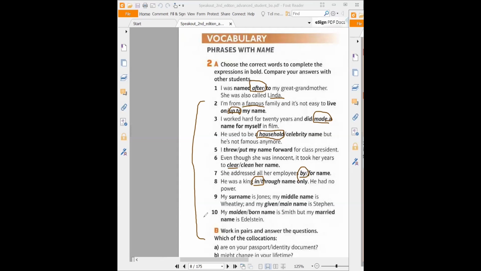So next one. My surname is Jones. My middle name is Wetley, and my given or main name is Stephen. So number 9, here we have just one option, given name or main name. There is nothing called main name. It's given name, okay? Given name is like first name. We say my given name or my first name.